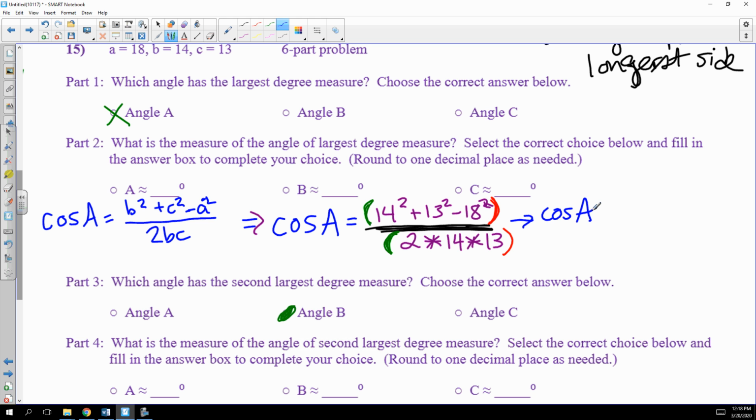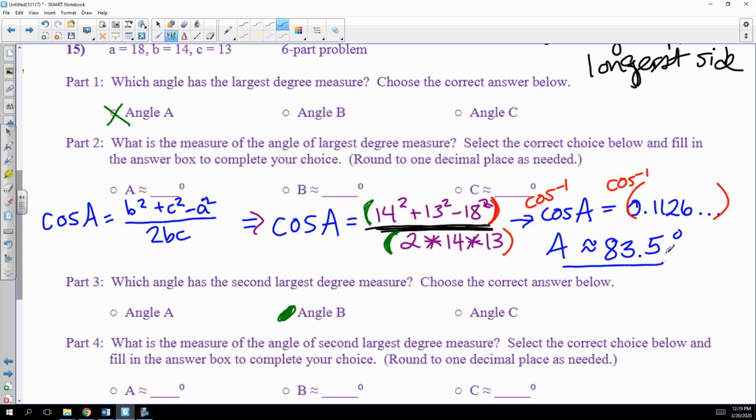So cosine of A is going to be equal to something like 0.1126, yada, yada, yada. This is where I'm going to do inverse cosine of both sides. So this is where I'm going to do inverse cosine to get the answer for A. So A is approximately 83.5 degrees. And if it helps, I'll put that over here. 83.5 degrees is the value of angle A.